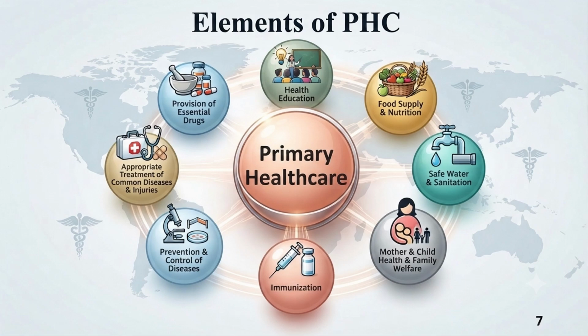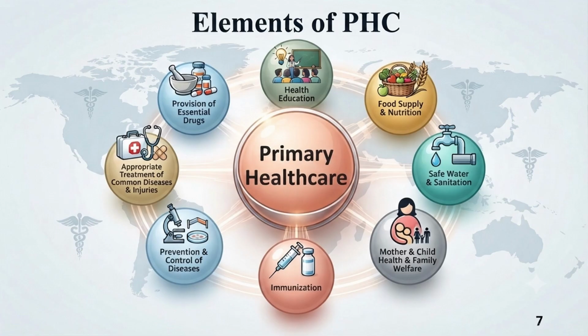First is maternal and child health and family welfare. Second is immunization against vaccine preventable diseases. Third element is prevention and control of diseases. Fourth is appropriate treatment of common diseases and injuries. Fifth is provision of essential drugs. Sixth is health education about basic and common illnesses. Seventh is provision of food supply and proper nutrition. And eighth is provision of safe water and sanitation. So these are the eight elements of primary health care.